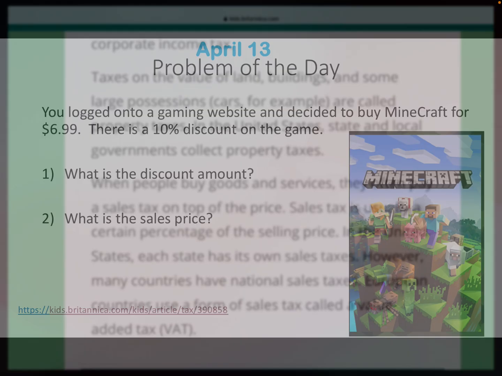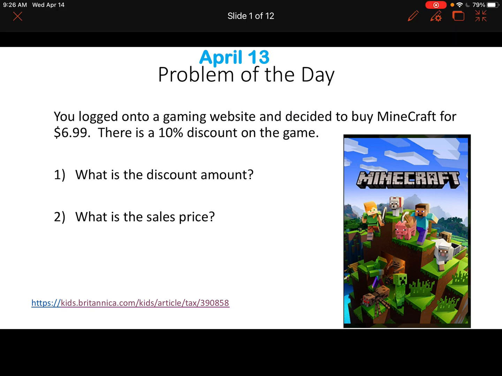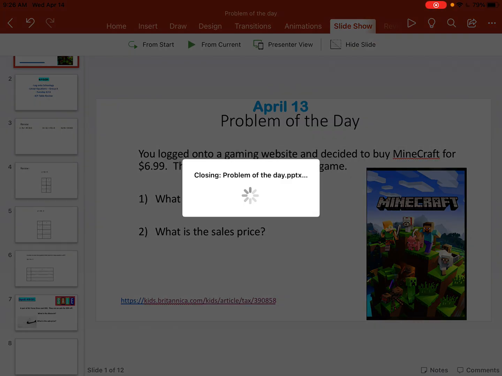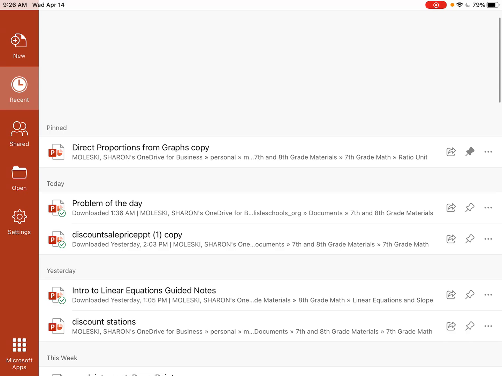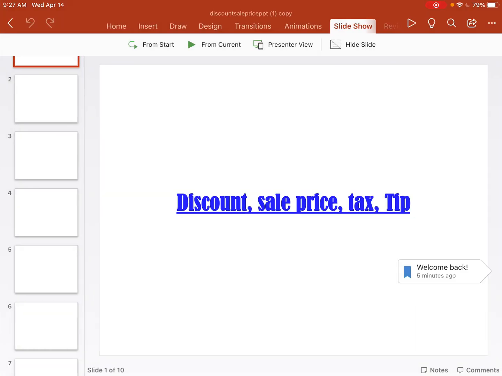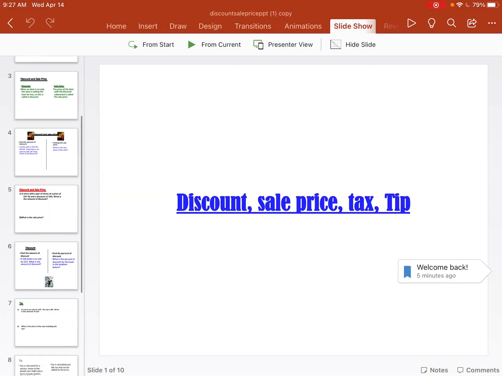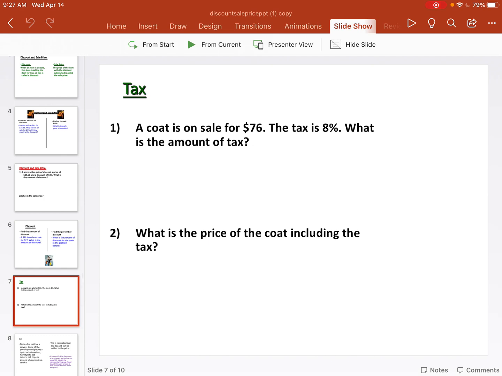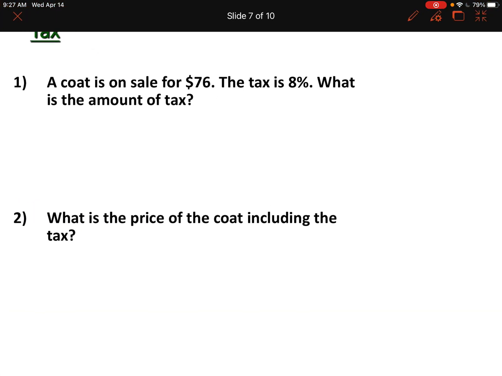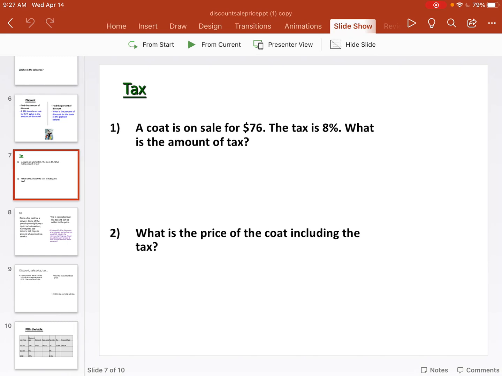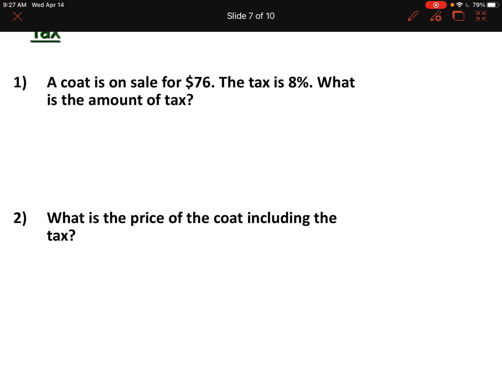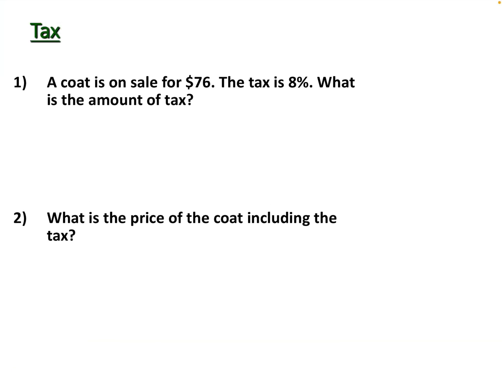So let's take a look at your practice problems for today. Okay, so switching over to your guided notes. So we find tax just the same way that we found discount, except when we find the price including tax, we're going to add instead of subtracting. Okay, so let's look at this practice problem.